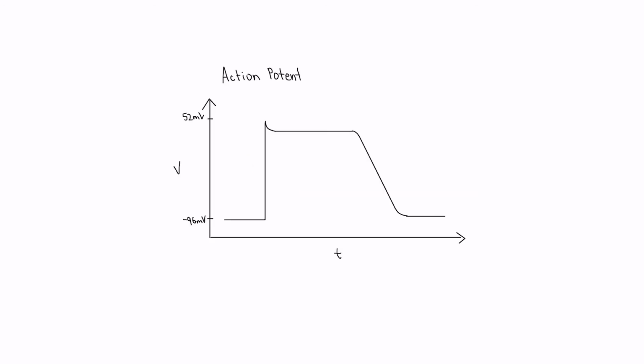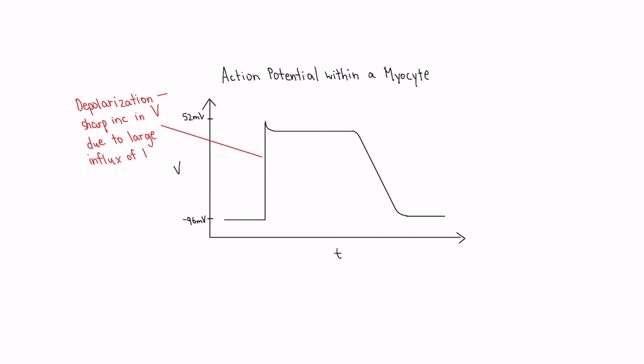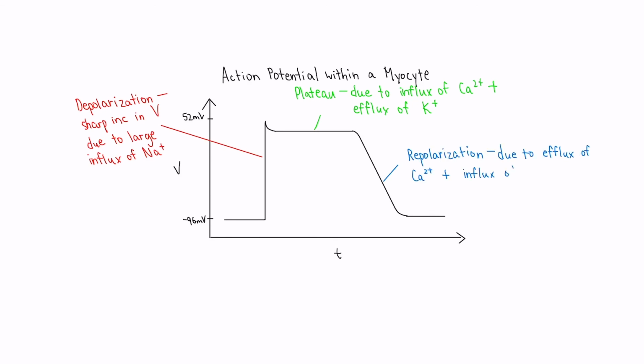On the graph of an action potential within a myocyte, there is an initial sharp increase in voltage known as depolarization. This occurs due to a large influx of sodium ions. This is followed by a horizontal line called a plateau, which results from influx of calcium ions and efflux of potassium ions. Finally, voltage decreases due to efflux of calcium and influx of potassium during repolarization.